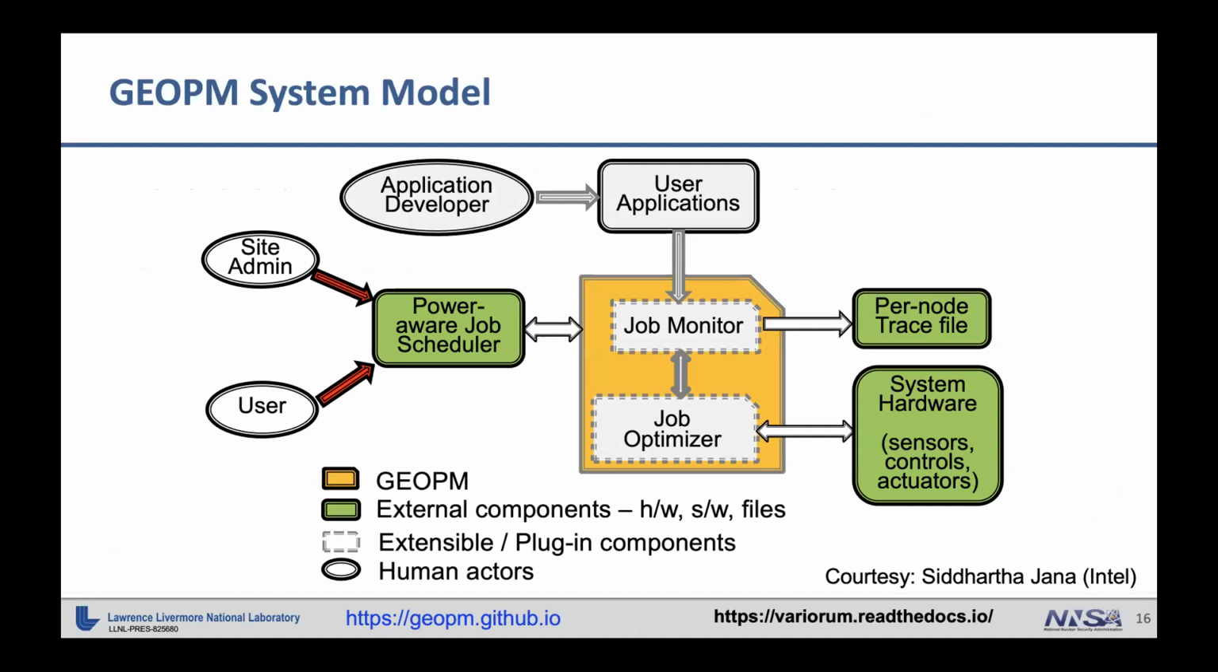So here is a high-level system model for GOPM. On the left-hand side, the site administrator provides a power constraint to the power aware scheduler. When the user launches a job, the scheduler applies a static power limit to the device and hands over the power management responsibility to GOPM. GOPM has two main components at the center. The job tuning component runs the user level application while transparently tuning power controls on the system. In theory, these could be any type of existing APIs to the system, including Variorum or Power API. The job monitor generates a per node trace file and also a job level report.